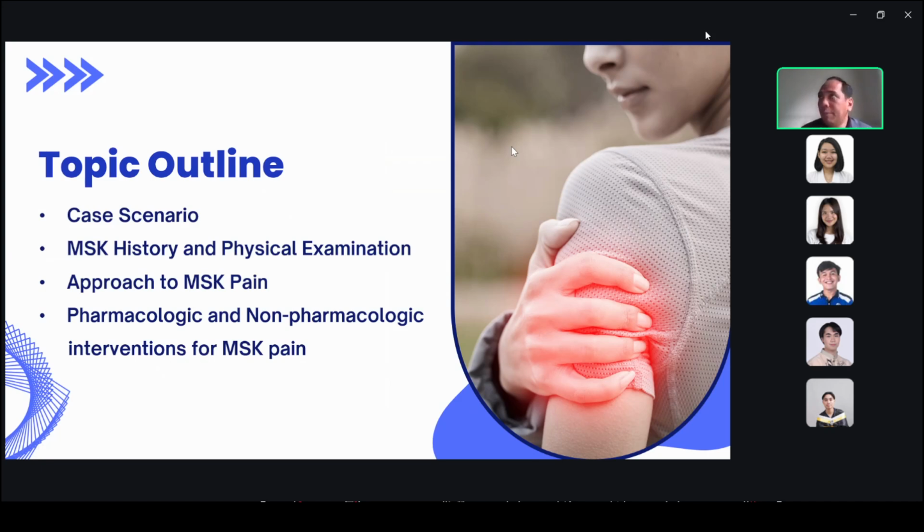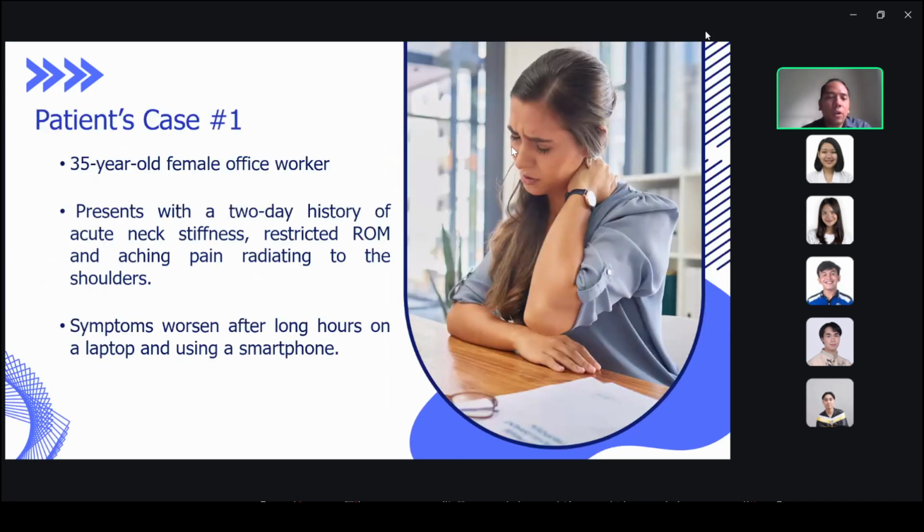So yan yung importante rin malaman natin that when we read, we have to know first the basics and then apply that to a clinical scenario so that we can see the whole picture, especially when we're handling patients with musculoskeletal pain and spasm. So for our first case, we will have a jump off case.